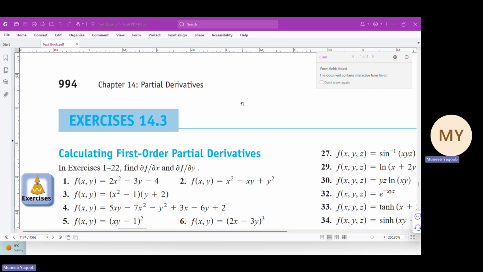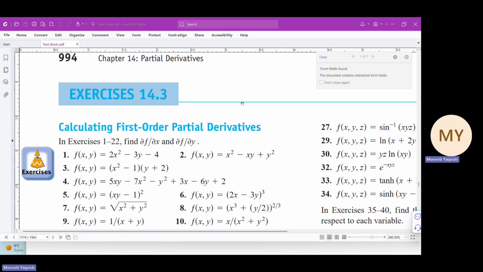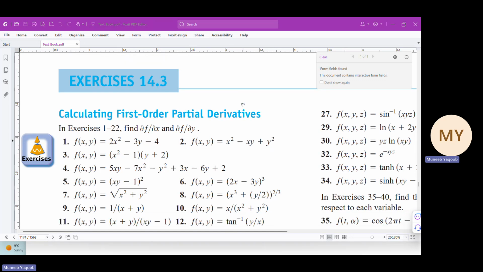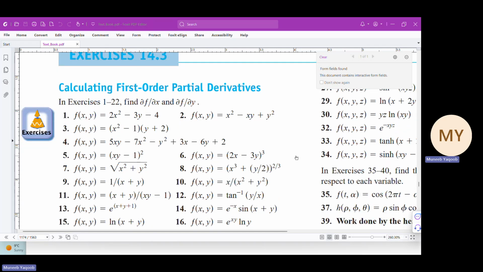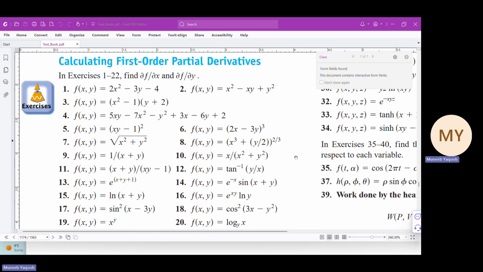So, in chapter 14, exercise 14.3, we learned how to perform partial derivatives for a multivariable function. Some of the students asked me to solve the question where we are to calculate partial derivative of f with respect to x of question number 12, that is f of xy is equals to tan inverse y upon x. So this question has two parts. In the first part, we need to find the derivative of f with respect to x, and in the second part, we need to find the derivative of f with respect to y.